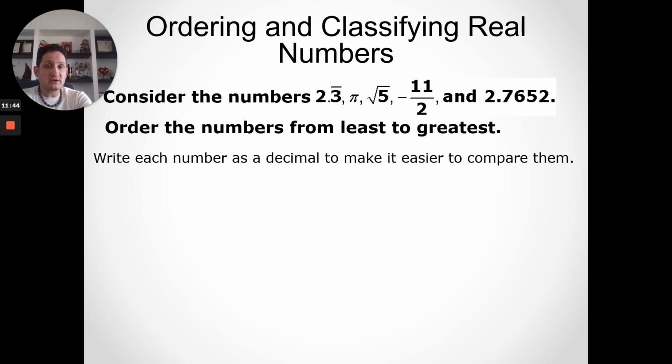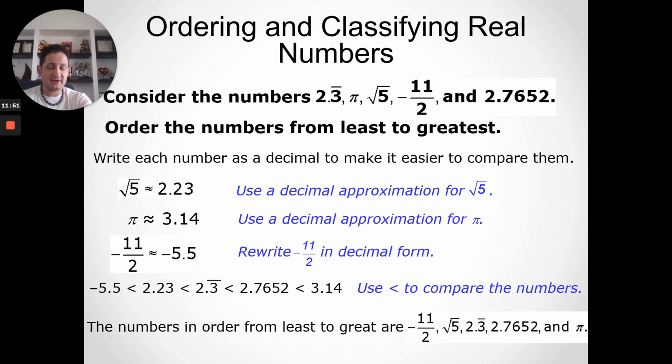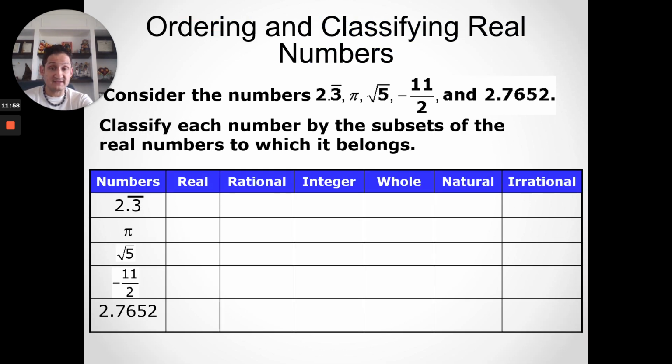All right, so in order, it looks like I only have one negative, -11/2. I'm converting all of them to decimals and ordering them all down there. Okay, cool. But what I want to do now is take all of those numbers and see where they all fit in this nice little table down here. I want to classify them into all of their subsets of real numbers. Again, they're all real. So I know that 2.3 repeating, pi, root 5, -11/2, all of them are real. But I want to see what else they are.